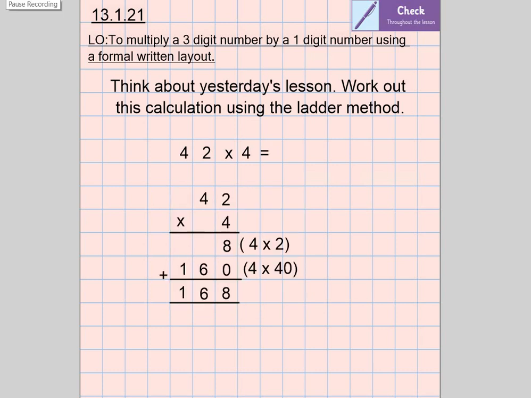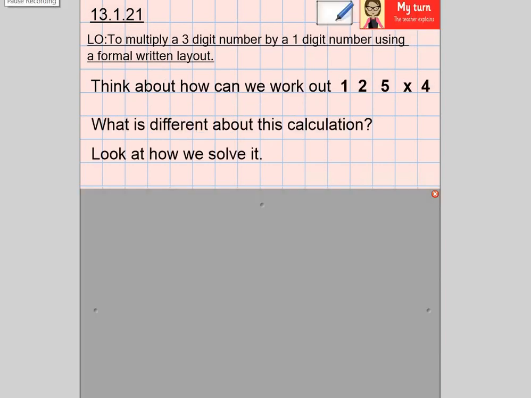How did you do? Did you remember to partition the 2-digit number into tens and ones? Well done. How can we work out 125 times 4? What's different about this calculation from yesterday? That's right, it's a 3-digit times 1, not 2-digit times 1. Look at how we can solve it.